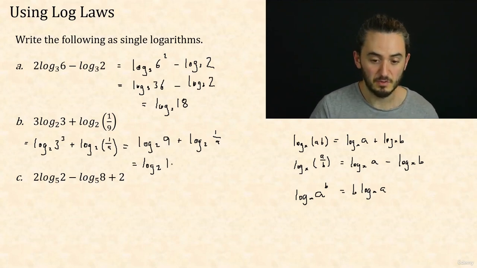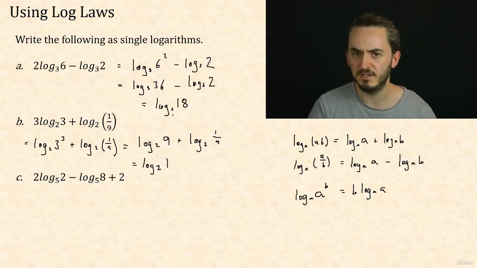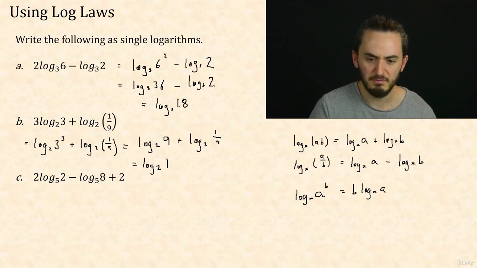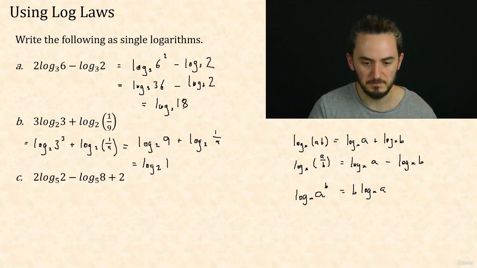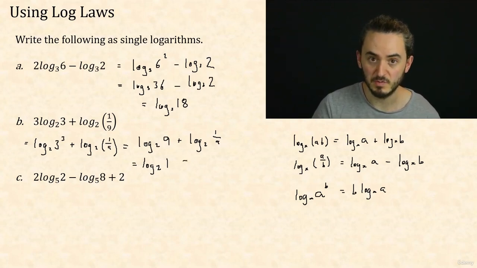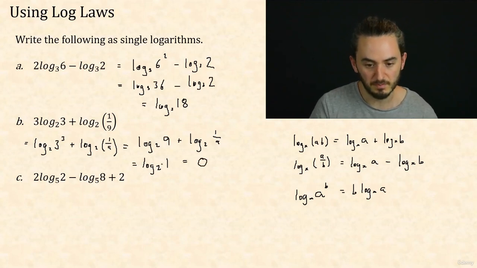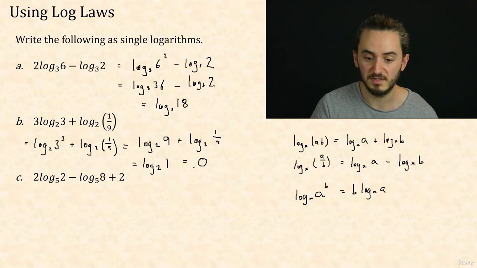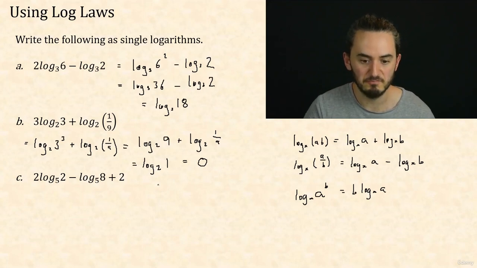In fact, log base 2 of 1 has an answer. Log base 3 of 18 has an answer, but it's a weird decimal because 3 to the power what is 18? Don't know. 2 to the power what equals 1? 2 to the power of 0 is 1. So, in fact, this is just 0. But if it's asked to write as a single logarithm, that's the single logarithm. It's just the answer to that is 0.